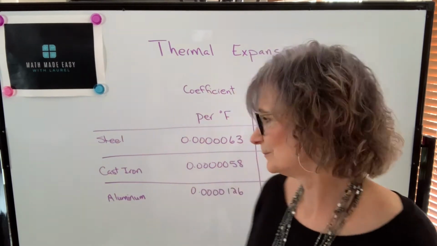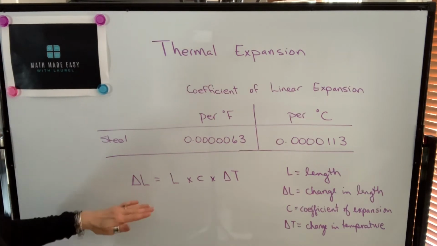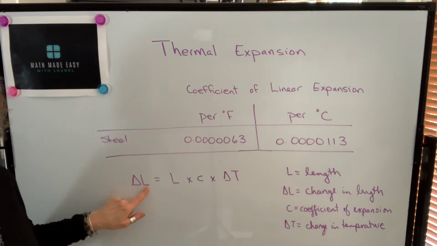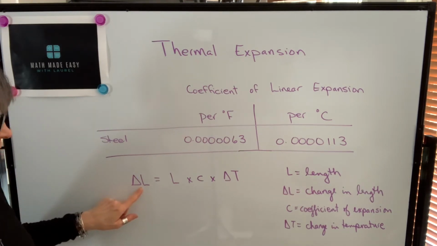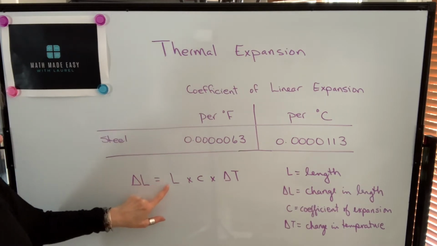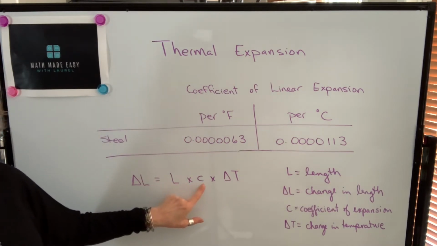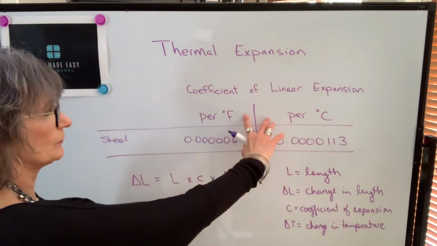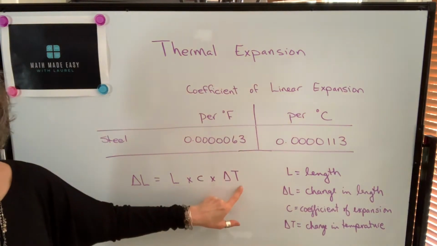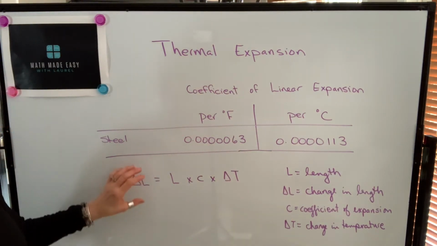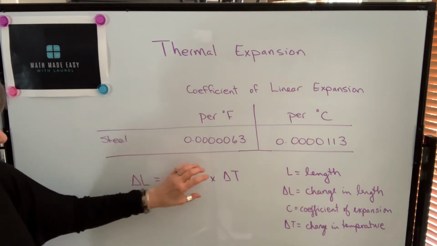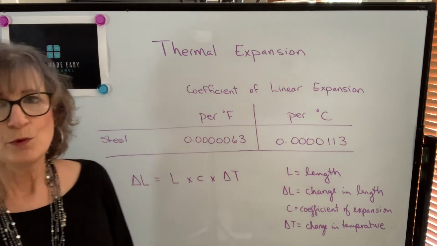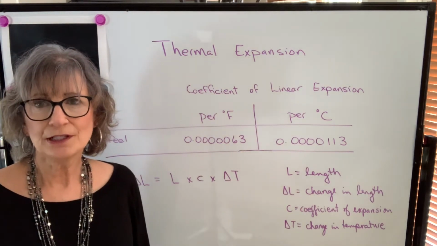Our formula for finding the change in length of a solid, notice I use delta L as my symbol for that. Delta often means change, so change in length will be equal to the original length times the coefficient of expansion, whichever expansion for whatever material and whichever temperature, times the change in temperature. So like I said, that increase will depend on the original length, coefficient of expansion for that solid, and the change in temperature. We could solve for any of the values in that formula.